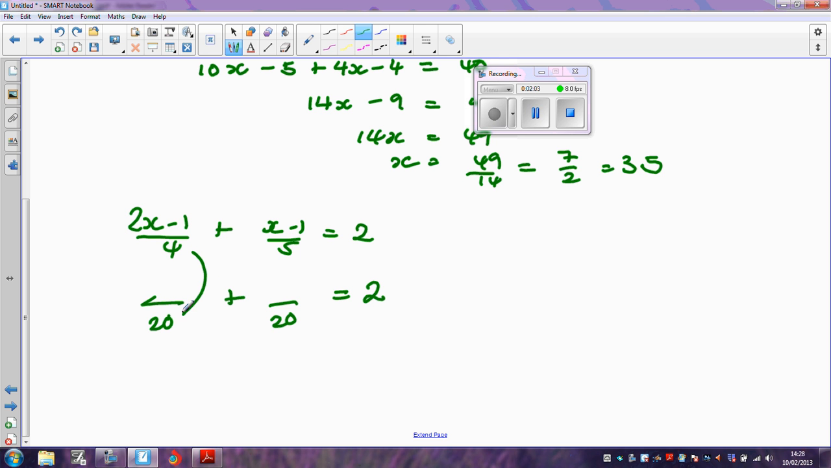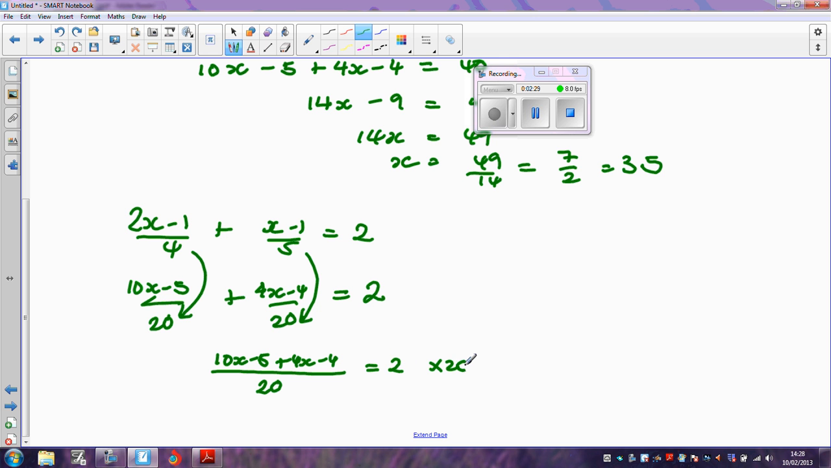Here we've multiplied the bottom by 5, so I'm also going to multiply the top by 5. Well, that's going to be 10x minus 5. Here I've multiplied the bottom by 4, so I'm going to multiply the top by 4 to give me 4x minus 4. I can now put the two fractions on the left-hand side together, and I've now got 10x minus 5 plus 4x minus 4 is equal to 2.